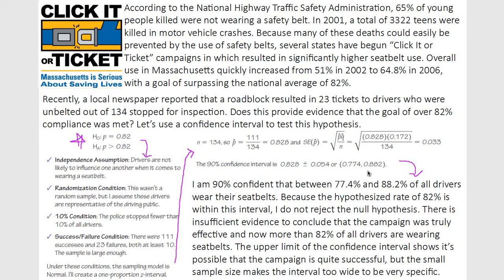So our confidence interval is between 77 and 88%. Because the hypothesized rate of 82% is within this interval, we can't reject the null hypothesis. So we can't conclude that this was an effective campaign. Now, the upper limit of the confidence interval shows it's possible that the campaign is quite successful, but the small sample size makes the interval too wide to be very specific. Hopefully that's what you got. If not, ask me in class.